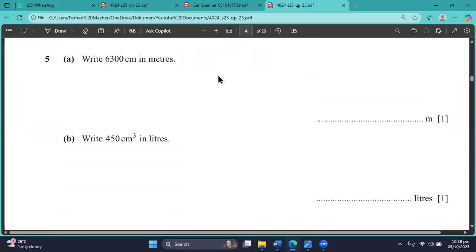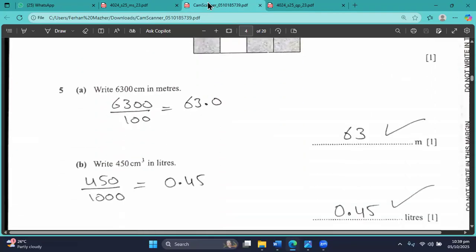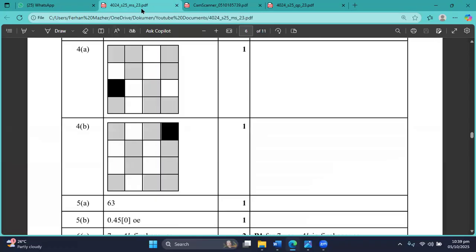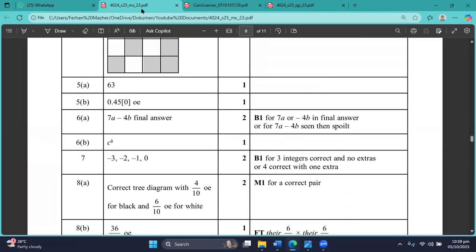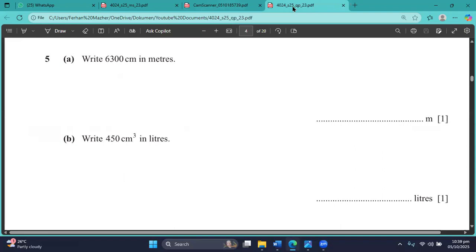So if you want to convert centimeter into meters, you have to divide by 100 because in 1 meter, there are 100 centimeters. So 6300 divided by 100, that's 63 meters. 63 meters is the right answer, sir.